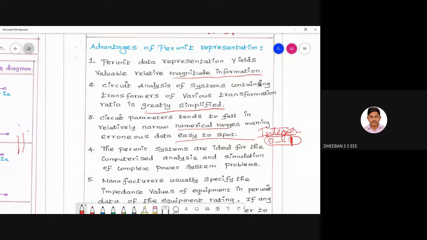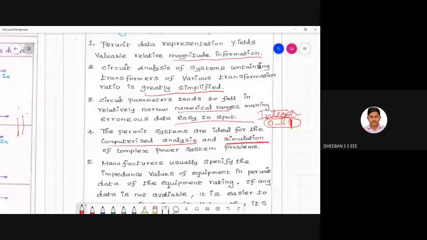Okay, the per unit system is ideal for computerized analysis. So this is the main thing. We will be seeing about this in the second unit. Yesterday I showed you the MATLAB model. In that MATLAB model, I entirely converted the system to a per unit system. I have kept one bus as a reference, so based upon the reference value of the bus, all the other buses will be interpreted.